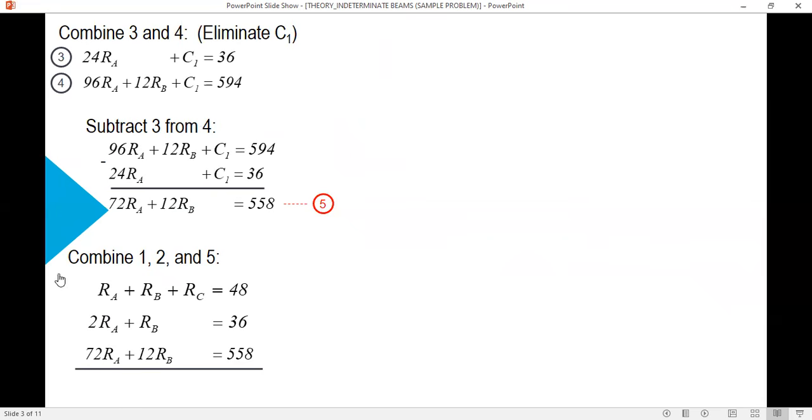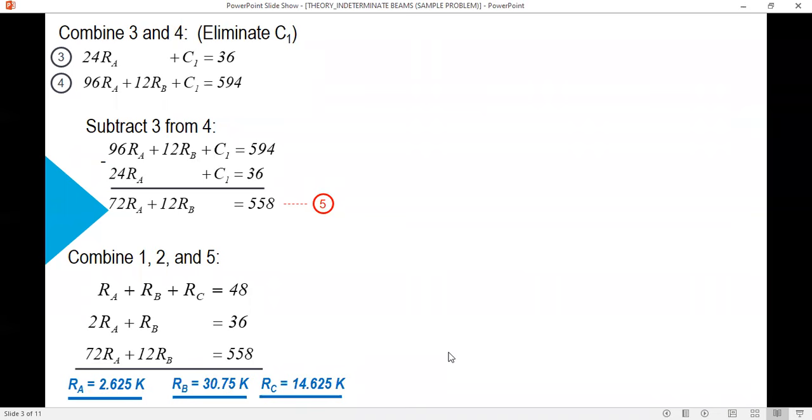So using your calculator or using method of elimination, you can use equation 2 and 5. You want to eliminate RB, so you can solve for RA. Okay, this is RA. And after solving for RA, you can substitute this one to equation 2. Substitute here, you can solve for RB. And to solve for RC, you substitute the values of RA and RB to equation 1. And you can solve for RC.